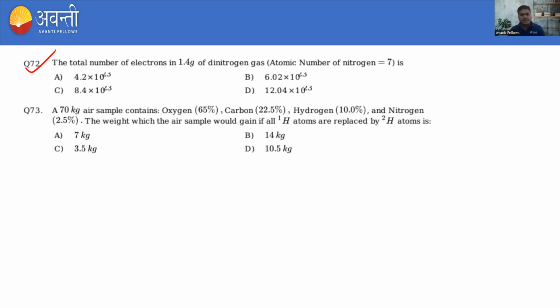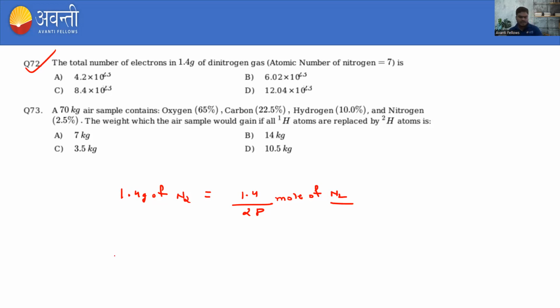The total number of electrons in 1.4 gram of dinitrogen gas having atomic number 7 is, so you have to calculate the total number of electrons. If I'm considering 1.4 gram of dinitrogen, what is the number of moles? That is mass divided by the molar mass. So this is the mole of N2. In 1.4 gram of N2, this much mole of N2 is present.